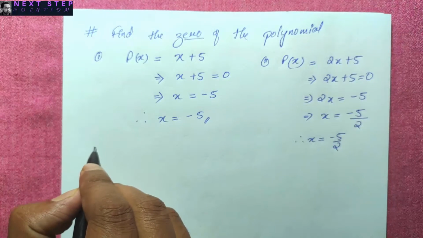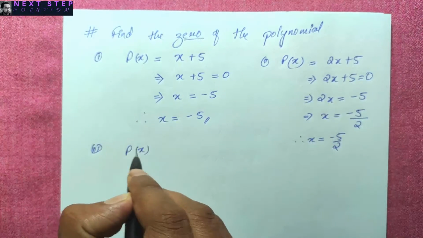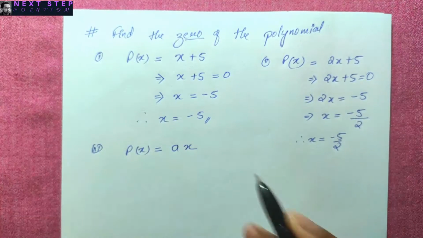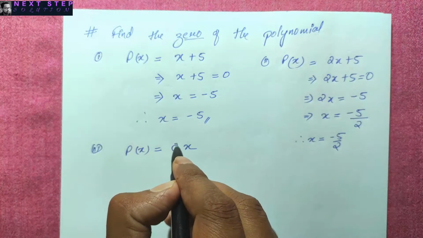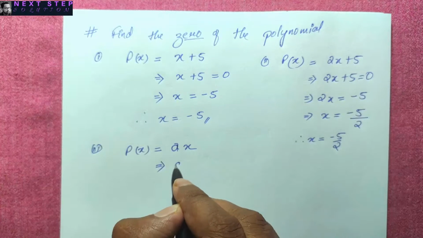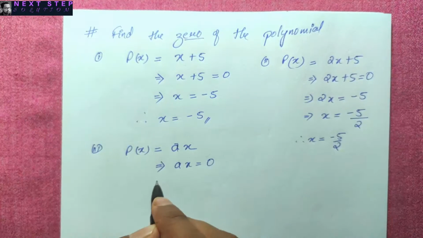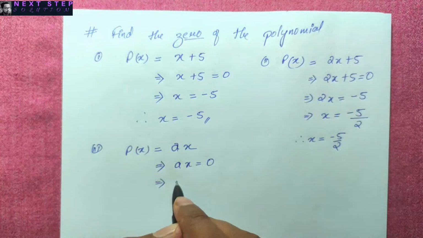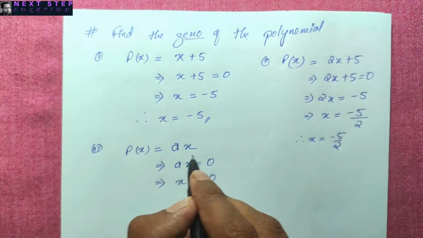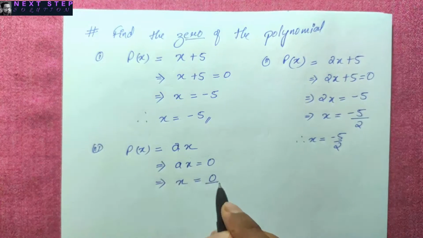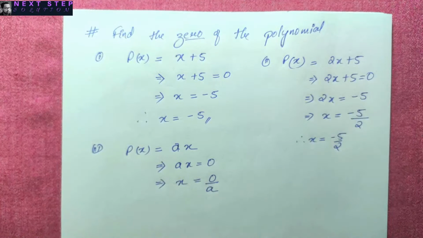Now one more. Suppose p of x is given as ax, only this much. This is ax. So we write ax is equal to 0, and we need to find out x. So ax is equal to 0. This a goes to the other side, it is multiplied here, after going to the other side becomes divide. 0 by a. So we have x is equal to 0 by anything is 0. Therefore x is equal to 0. This becomes the answer.